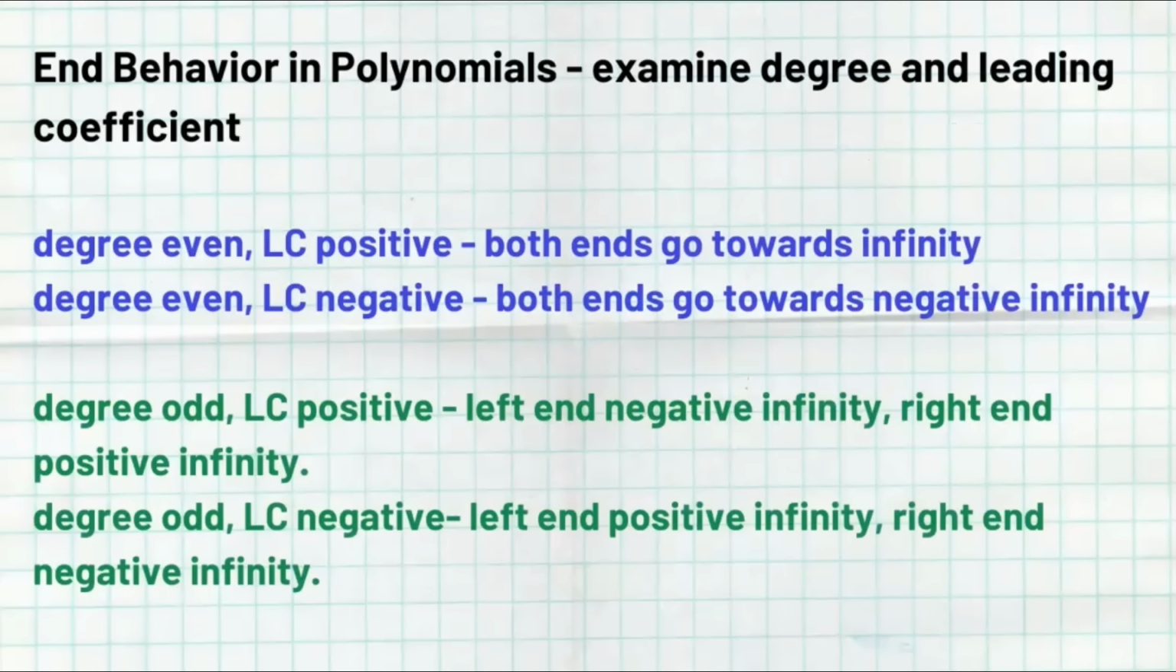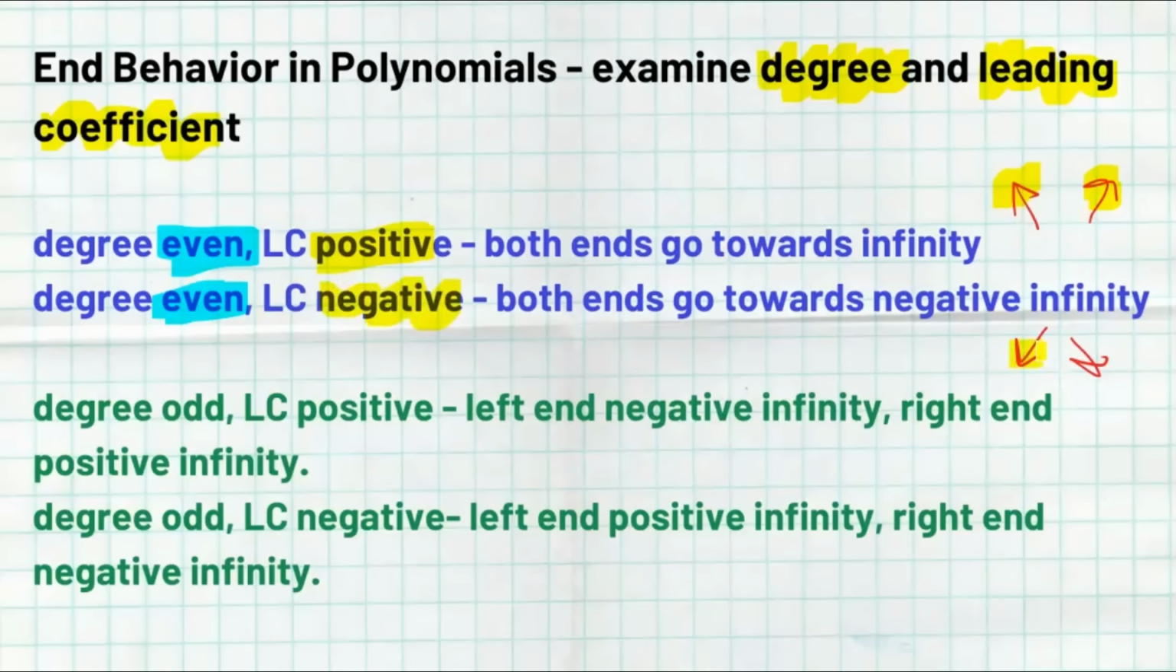Now, what if we don't have a graph? Well, for polynomial functions, we can determine the end behavior by examining two things: the degree of the polynomial and the positivity or negativity of the leading coefficient. First, if you have an even degree, 2, 4, 6, 8, then both ends are doing the same thing. Either both ends are going up or both ends are going down. Now, how do you know which one it is? That's where you have to look at the leading coefficient. If the leading coefficient is positive, both ends are going up. If the leading coefficient is negative, both ends are going down.